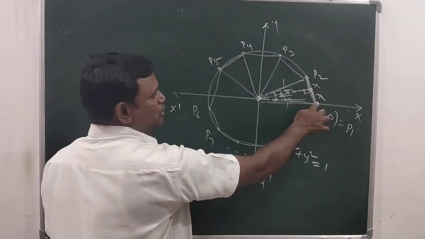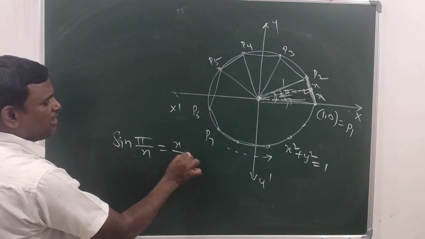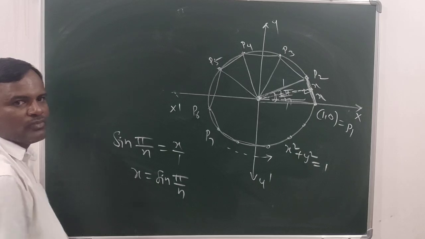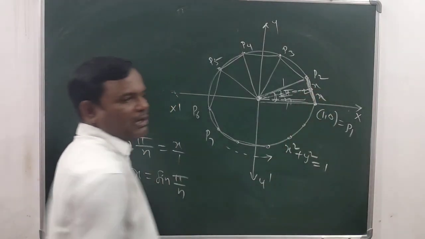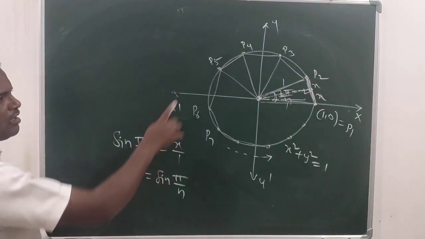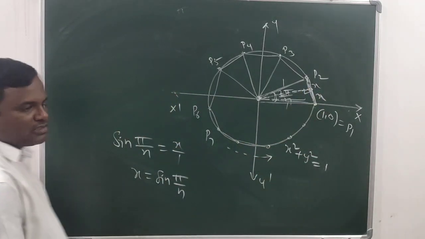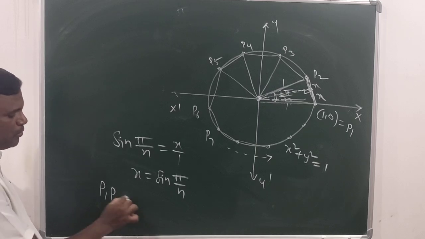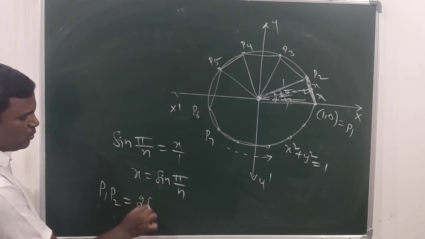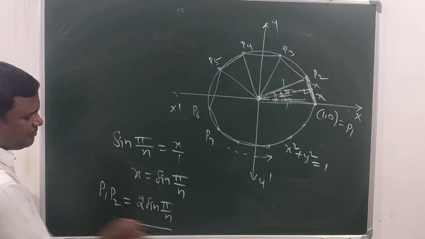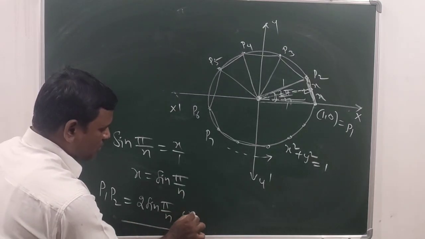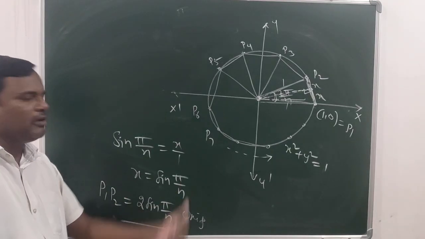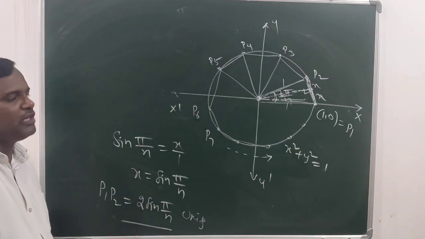Sine pi by n, opposite by hypotenuse. So you will get x by 1. Now your x will be sine of pi by n. So if this length will also be x, then what is the side length of that regular n-gon, the distance from P1 to P2? So you have to double it: 2 sine pi by n units. So this is the side length of that regular n-gon. So these two points are important from the diagram.